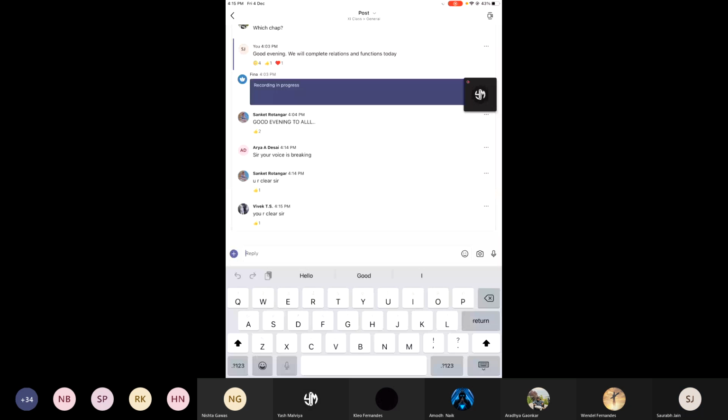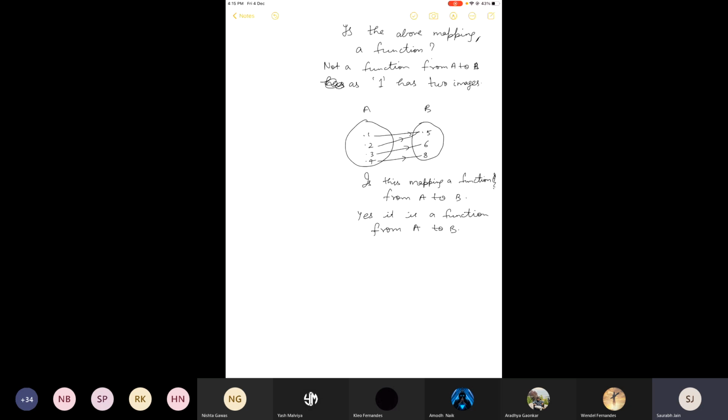Okay. So what about this one? It is a function from A to B because see, 1 has only one image, that is 5. 2 has only one image, that is 5. 3 has one image, 6. And 4 has only one image, that is 8. So that is why it is also a case of functions. Okay.